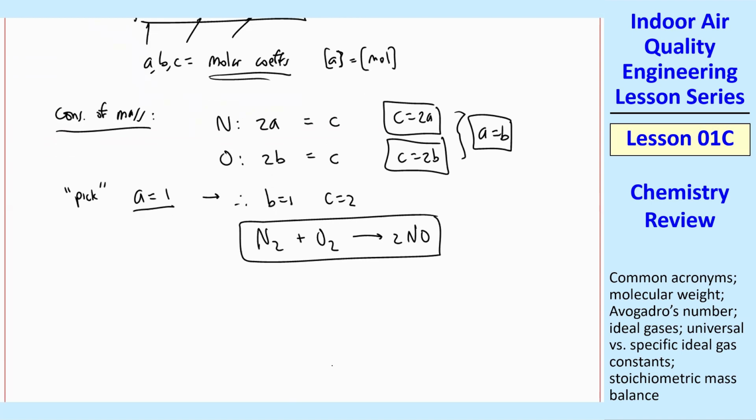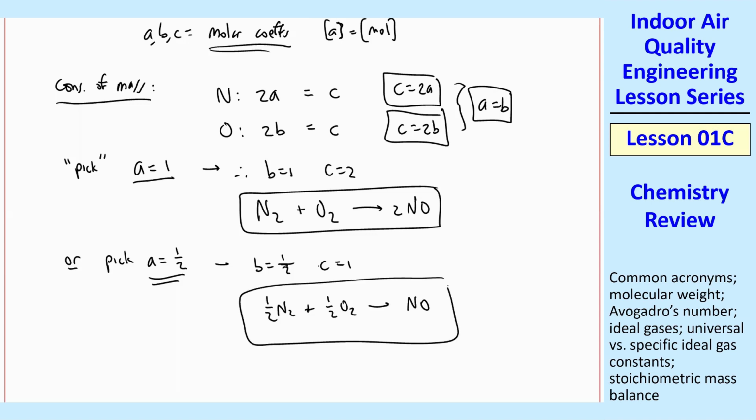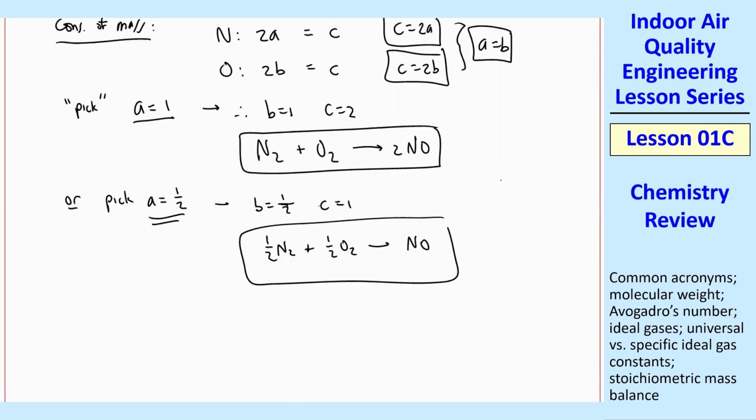But I just want to point out that you could pick a different A. A doesn't have to be an integer. None of these molar coefficients have to be integers. So with that, we'd have B equals 1/2 and C equals 1. So our equation would be 1/2 N2 plus 1/2 O2 yields NO. These are both correct. Pick the one that works best with whatever else you're doing. You usually don't pick something like 3.821 for A. You pick 1/2 or 1 or 2 typically when you have to pick one.